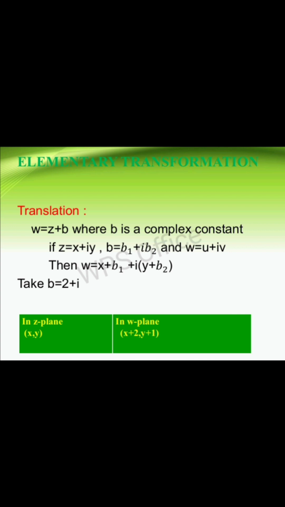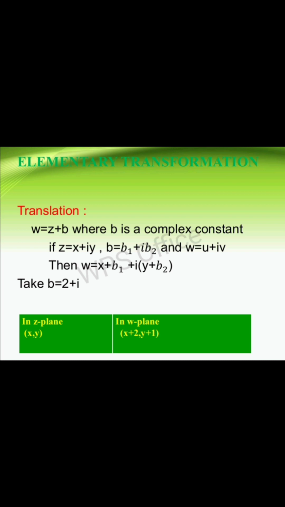First one, translation. Translation means w equal to z plus b, where z is a complex number and b is a complex constant. If z equal to x plus iy, w equal to u plus iv and b equal to b1 plus ib2, put the values, then we get w equal to z plus b, that must be equal to x plus iy plus b1 plus ib2. What is that value? X plus b1 plus i into y plus b2. What is the real part of w? X plus b1. The imaginary part of w is y plus b2. So under this transformation, w equal to z plus b, the coordinate in the z plane is x, y, then in the w plane the coordinate is x plus b1 comma y plus b2.